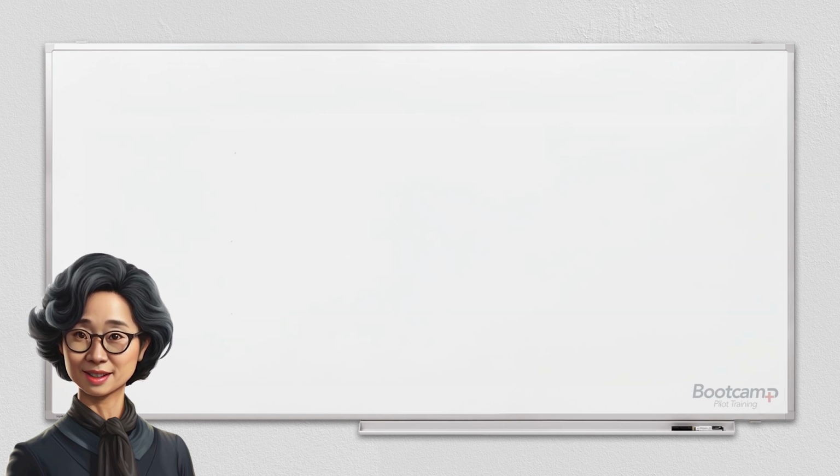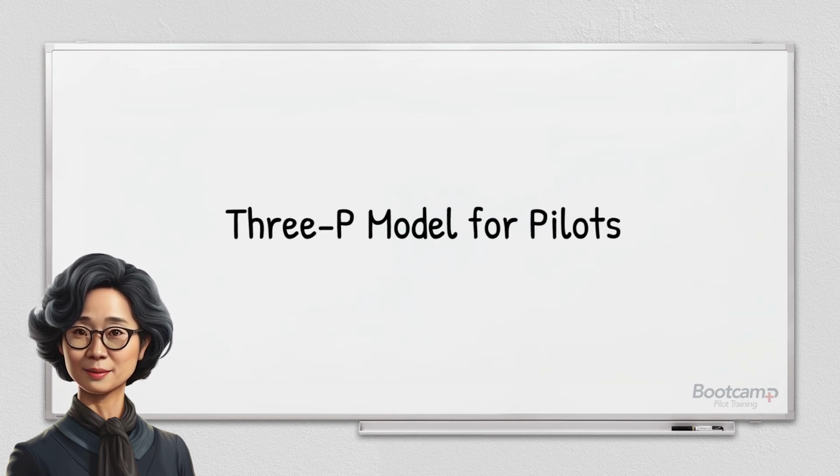The 3P model is a simple yet powerful approach to managing flight risks. By perceiving, processing, and performing, pilots can confidently handle challenges in the air. With this model, every flight is a step closer to safer skies and better decision-making.